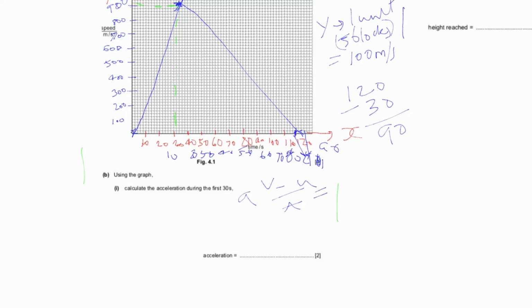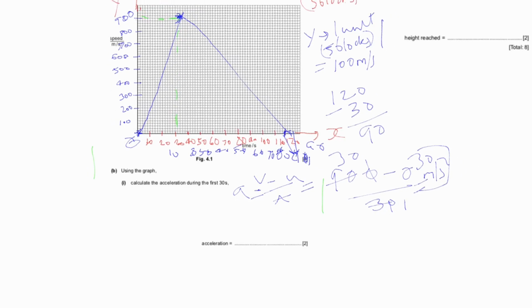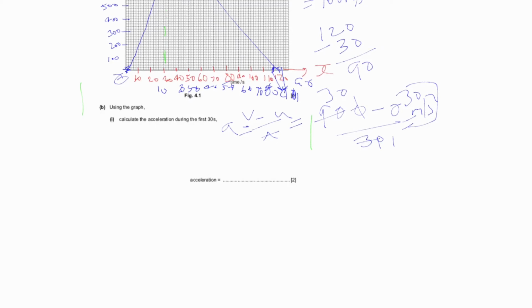So as you can see here, the final velocity is 900, so we will write 900 minus the initial velocity. Here where it is coinciding, this is 0, so 0, upon time t, so 30 seconds they have asked. So 0 gone, 0 gone, 3 1s are 3, 3 3s are 9, so 30 is the answer. So the acceleration is 30 meters per second square. So we got the answer for acceleration here.